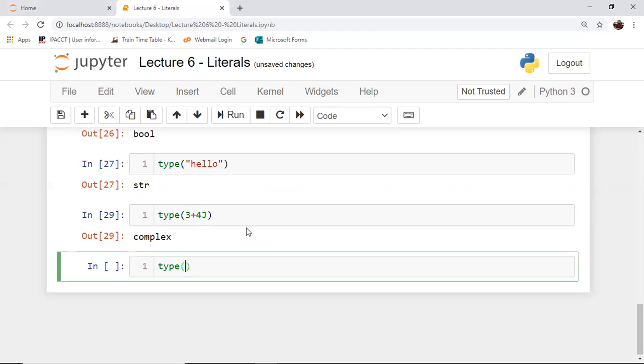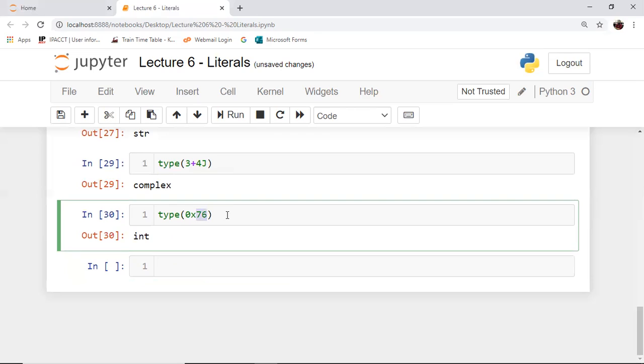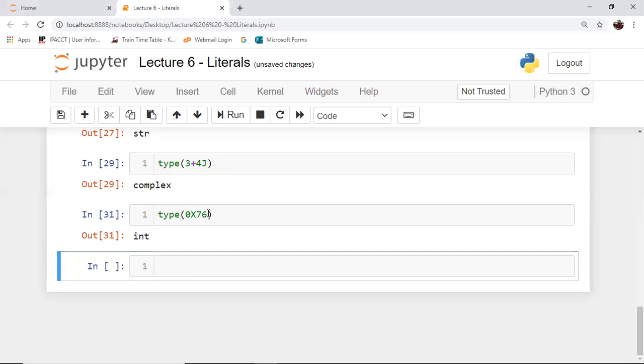Now, let's say I want to find the type of another value. Let's say this value that I'm looking at is something like 0x followed by, let's say, 76. The type is integer. But what's the difference? 76 represents a hexadecimal value. So hexadecimal values or hexadecimal literals are written starting with a 0 followed by an x. Now this x can either be in lowercase, as you can see here, or in uppercase, as you can see once again. Hexadecimal literals are also treated as integers.